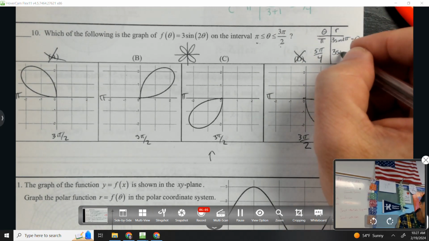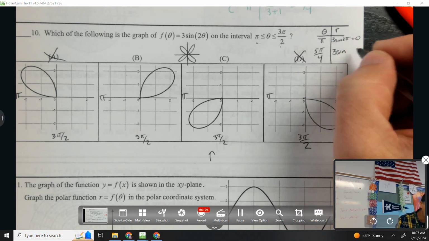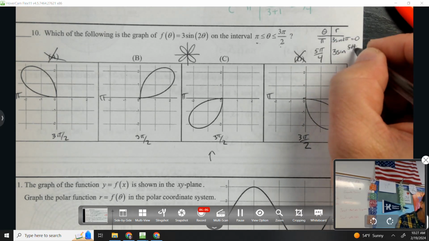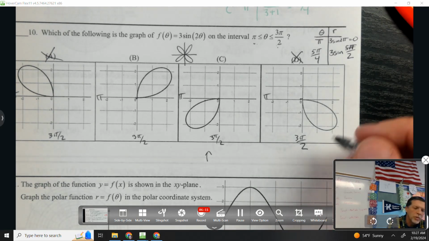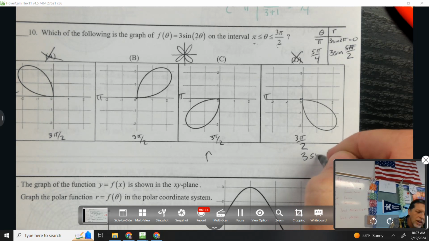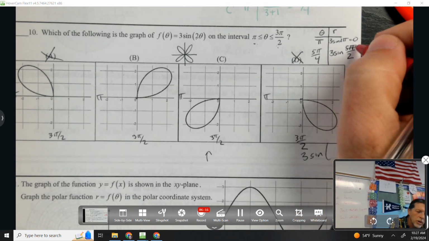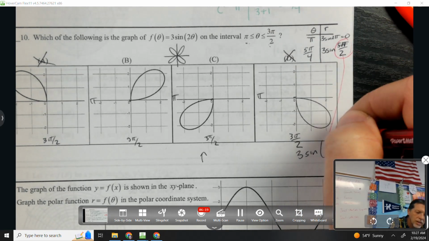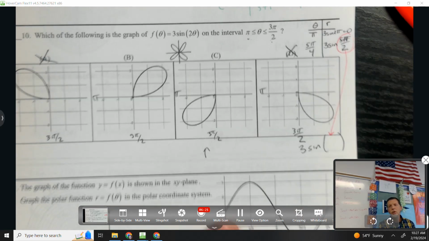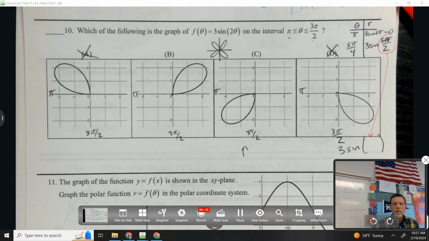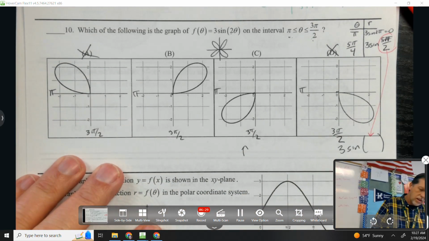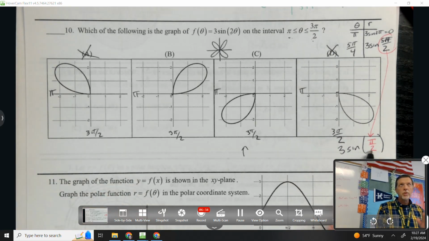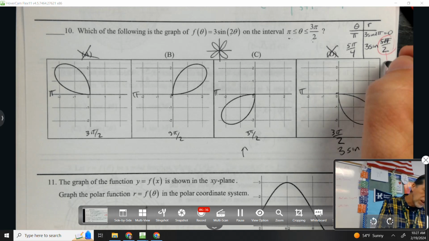So 3 sine of 2 times 5 pi over 4 would be 5 pi over 2. What's coterminal with 5 pi over 2, though? I don't want to worry about where 5 pi over 2 is. What's the same spot as 5 pi over 2? Pi over 2, because I can subtract 2 pi. So that's the same thing as pi over 2. Sine of pi over 2 is 1. 3 times 1 is 3.